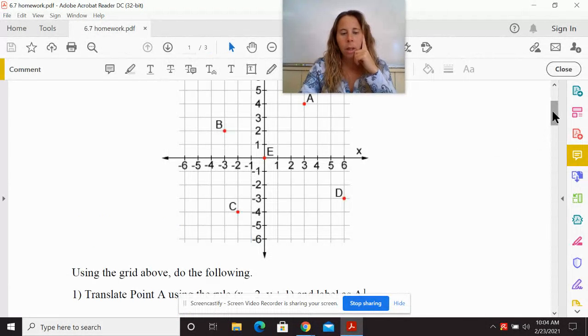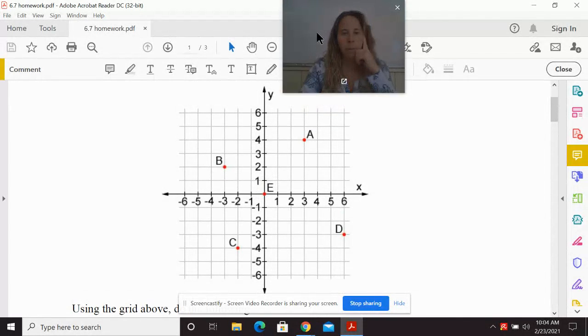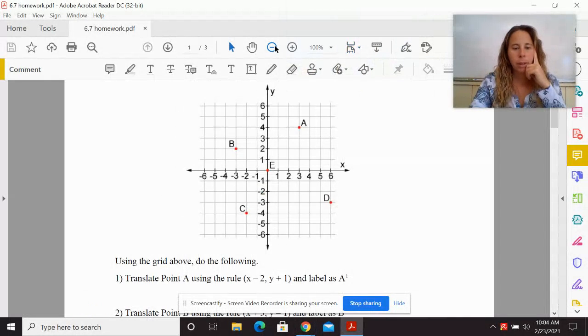Now we're really zoomed in. One second. Let's zoom out just a little bit here. There we go. Using the grid above, do the following. So translate point A using the rule x minus 2, y plus 1, and label as A prime.